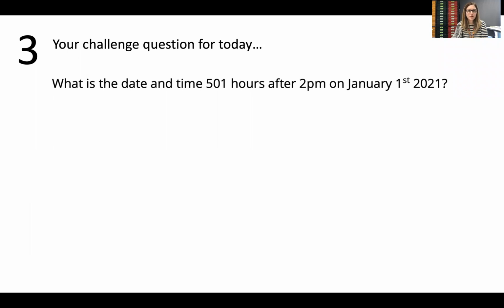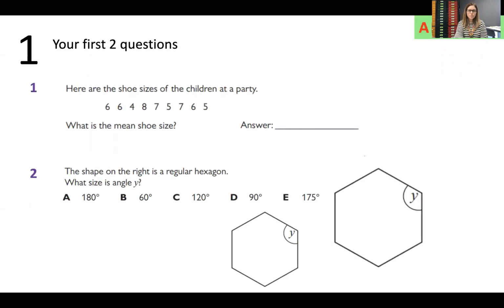Okay, let's go through the answers. Question one. Okay, remember I said to see if you can estimate or guess it. So if you've got a range, the smallest number here is 4, the largest number is 8, maybe 6 sounds about reasonable. It falls in the middle. 6 also appears 3 times. It's just useful to do that.